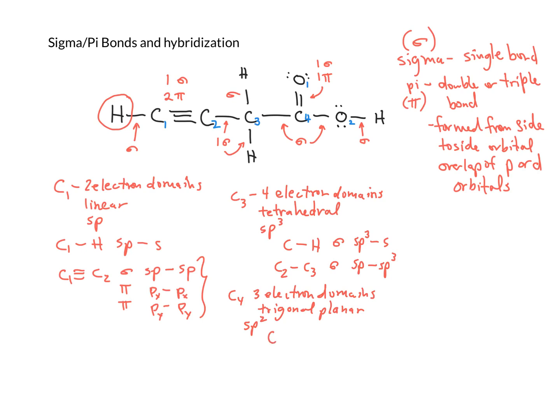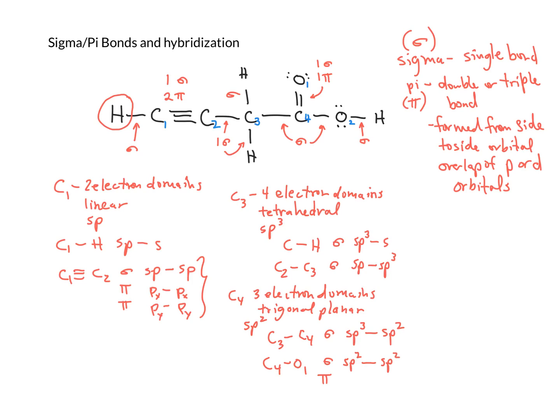So the carbon-3 to carbon-4 sigma bond. Carbon-3 is sp3 hybridized, so that hybrid orbital would overlap with an sp2 hybrid orbital from carbon-4. And then my carbon-4 to oxygen-1, I have a double bond. So I have 1 sigma bond and 1 pi bond. The sigma bond, well, carbon-4 is sp2 hybridized, and the oxygen is also sp2 hybridized.